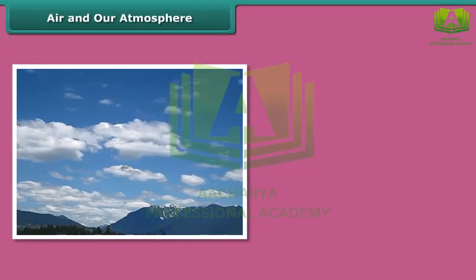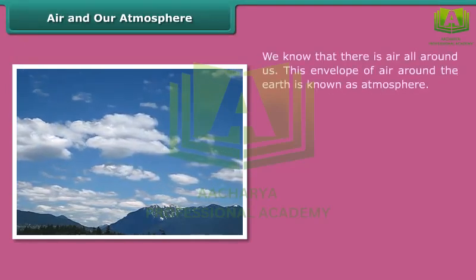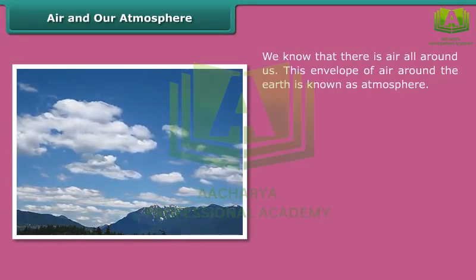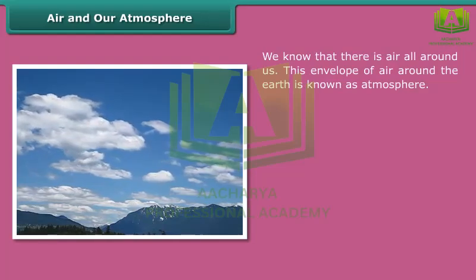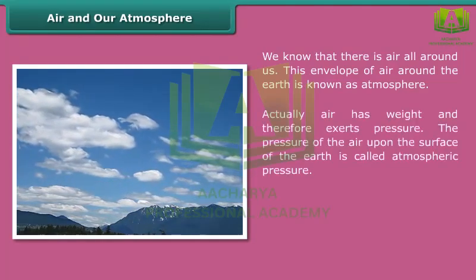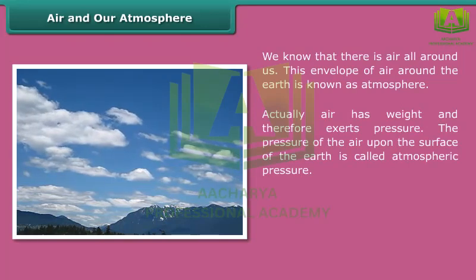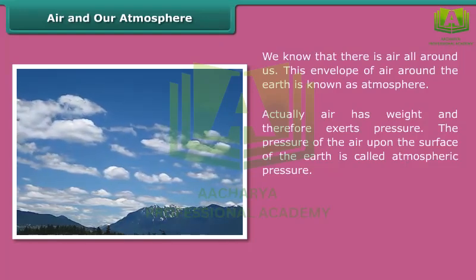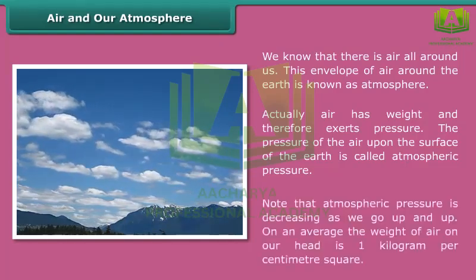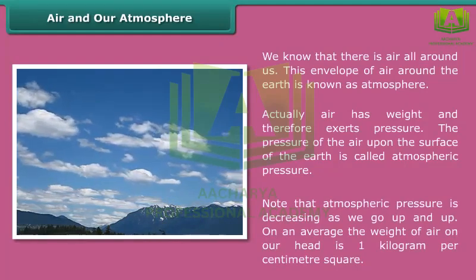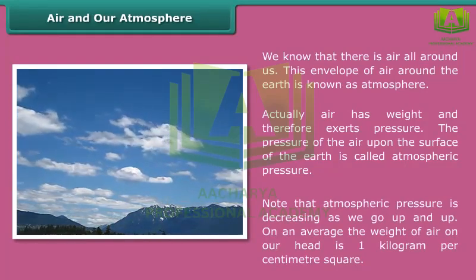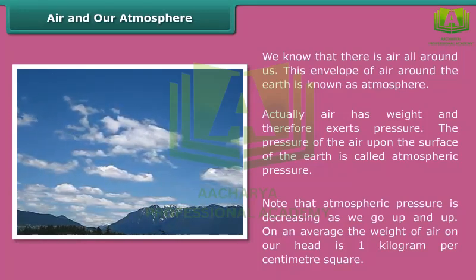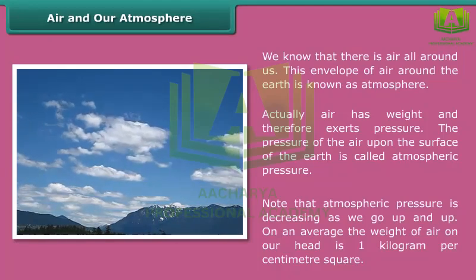Air and our atmosphere. We know that there is air all around us. This envelope of air around the earth is known as the atmosphere. Actually, air has weight and therefore exerts pressure. The pressure of the air upon the surface of the earth is called atmospheric pressure. Note that atmospheric pressure decreases as we go up and up. On average, the weight of air on our head is 1 kilogram per centimeter square.